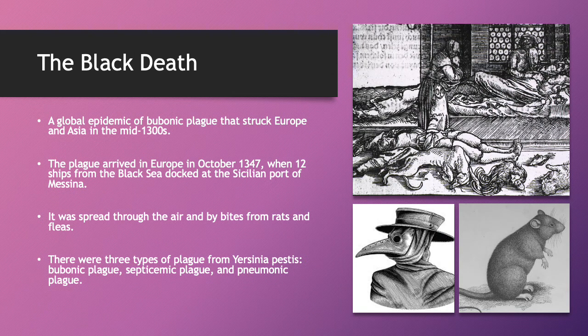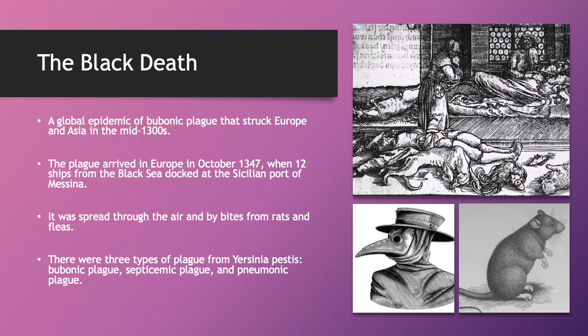So, the Black Death. This is a global epidemic of bubonic plague that struck Europe and Asia in the mid-1300s. The plague arrived in Europe in October 1347 when 12 ships from the Black Sea docked at the Sicilian port of Messina. So you have a ship that's going from just north of Turkey in the Black Sea. They go around, it's a trade vessel, and they dock at Sicily, which is an island off the coast of Italy.